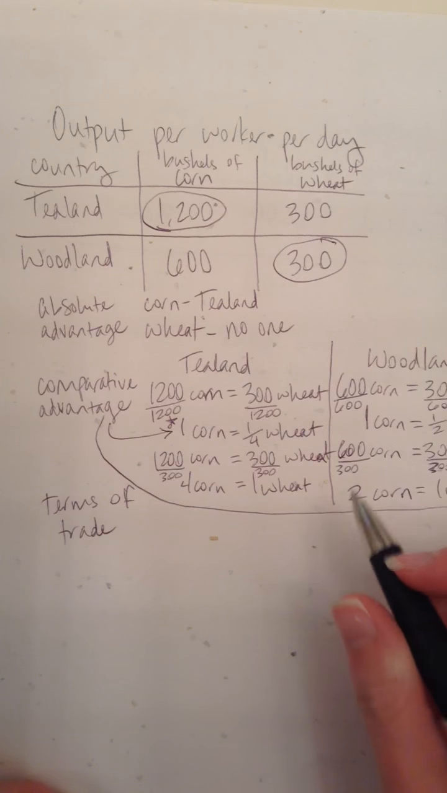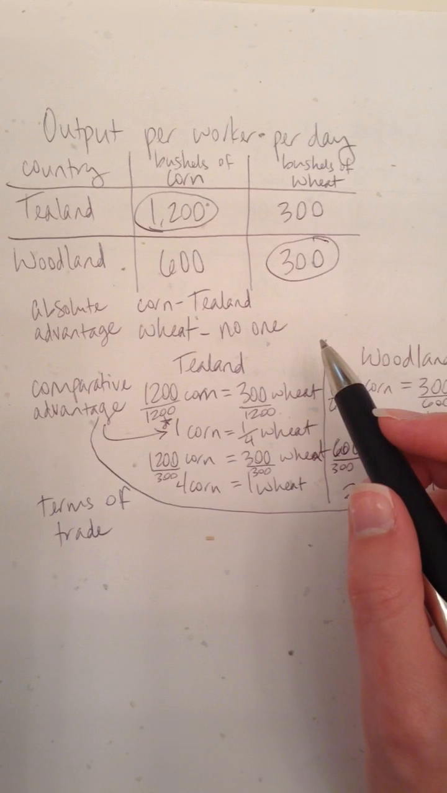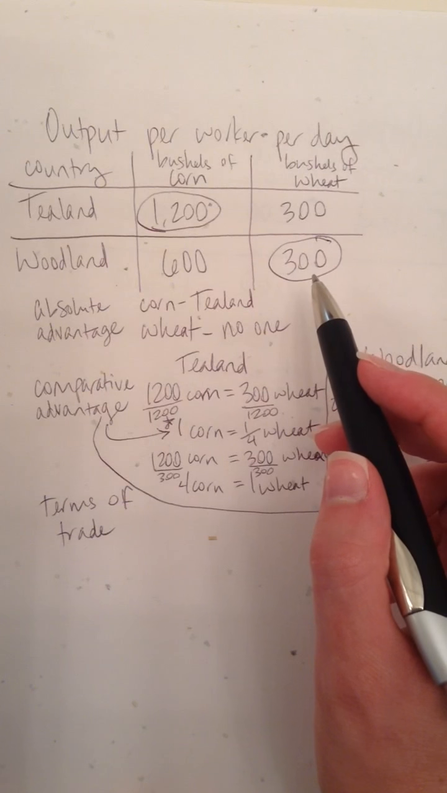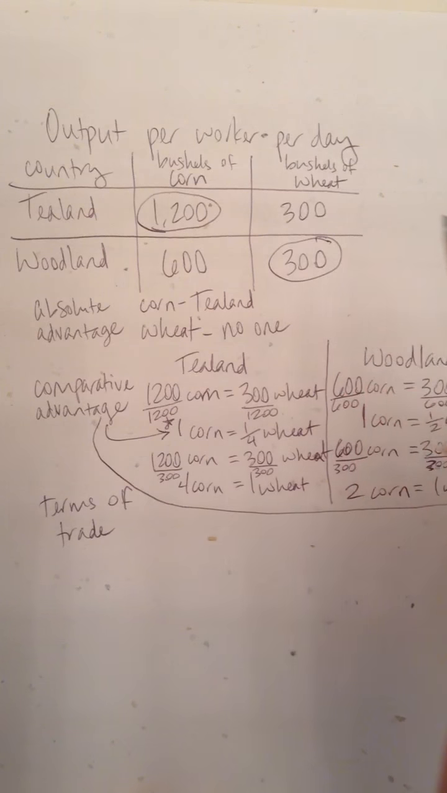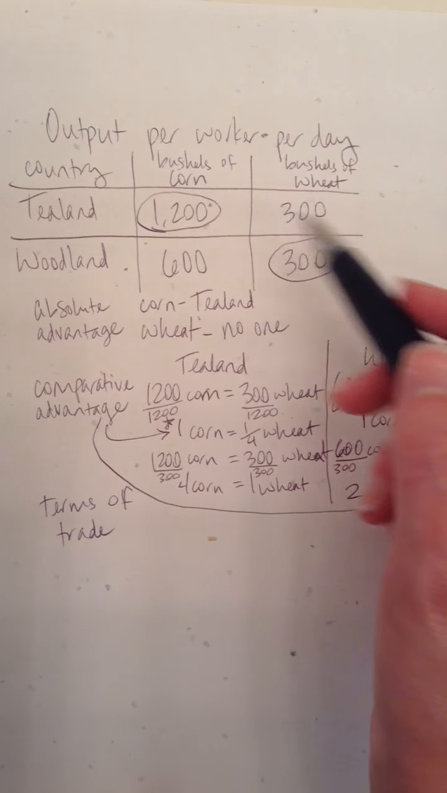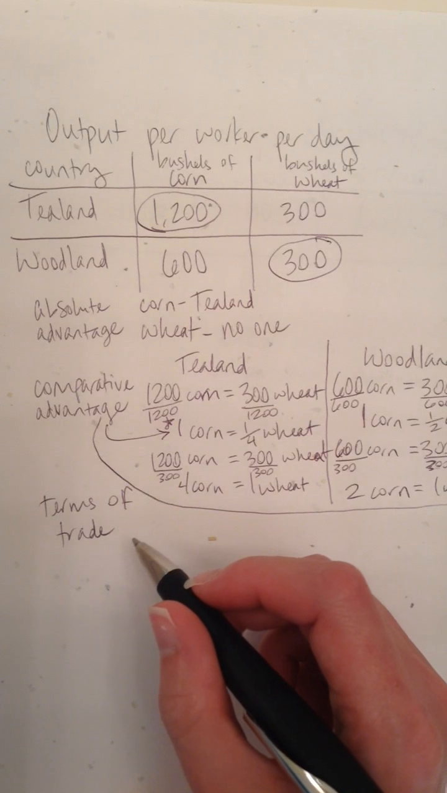So since each country is only producing one thing, they have to trade. Woodland is going to have to import corn because they're only producing wheat, and tea-land is going to have to import wheat because they're only producing corn. And that's where terms of trade comes in, our last concept for today.